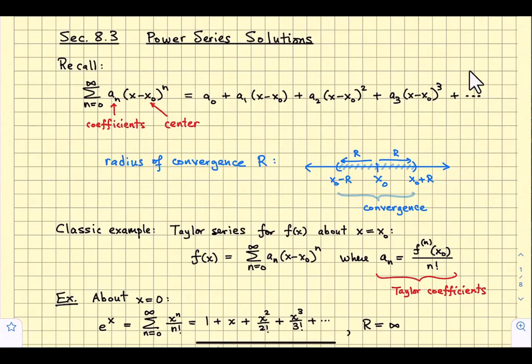So a classic example of these kinds of series are the Taylor series for a function about x equals x naught. If you think of this as defining a function f of x, then the coefficients here, using the formula for the Taylor coefficient, the nth Taylor coefficient is just the nth derivative of f evaluated at your x naught all over n factorial. These are called the Taylor coefficients, and so this would be a particular type of power series.